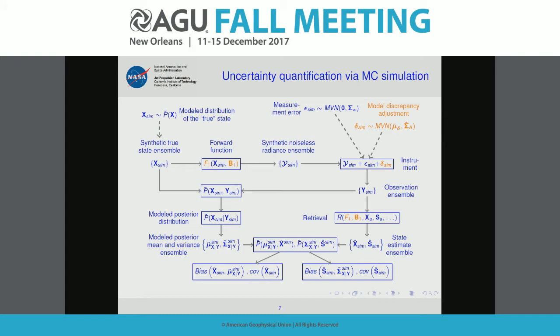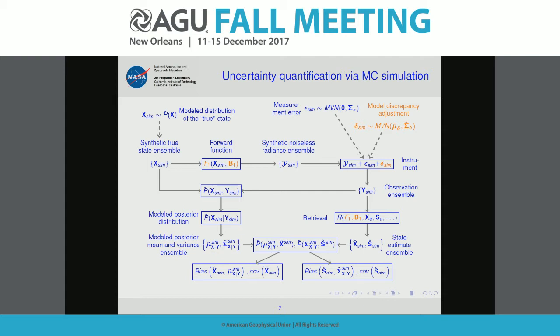So what we've done at JPL is decide to do a big simulation experiment where we try to mimic this as closely as possible. Let me point out a couple of things. The first and probably most important thing is that we have to come up with a synthetic distribution of the true state that we think is a realistic description of what the true state really is. It doesn't have to be exactly identical to the true distribution of the true state, because if we knew that, we'd be done already. But it should be reasonably realistic.